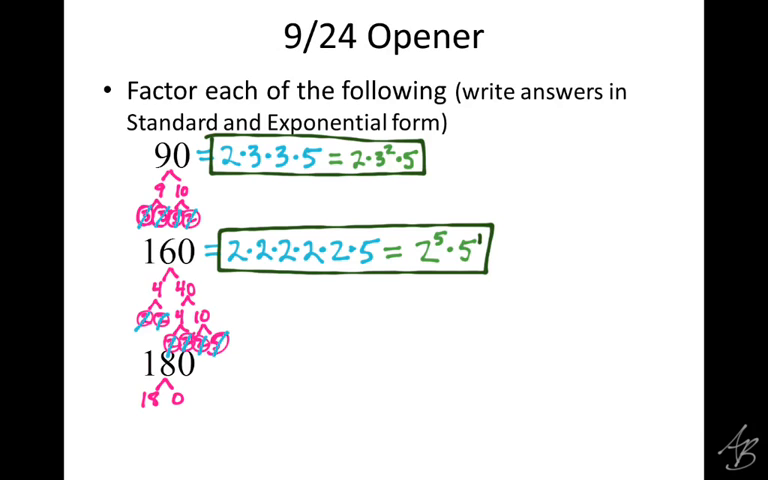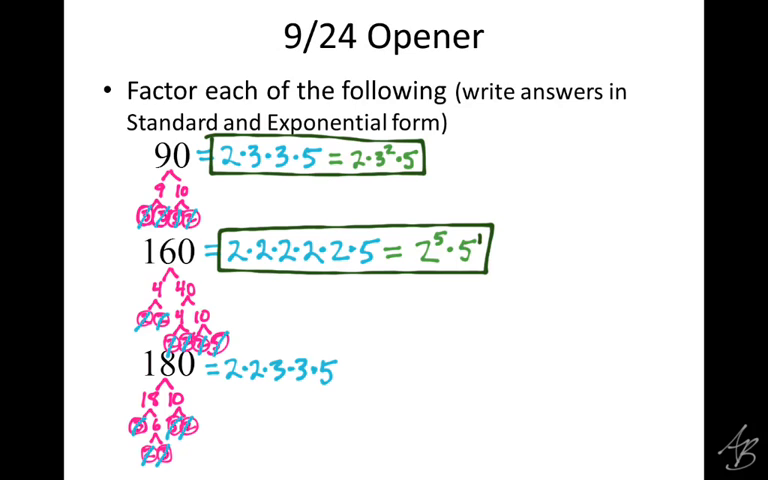Okay, so this one ends in a 0 also, so we can do 18 times 10. And then how about that 18? 3 times 6. The 3 is prime, right? 6 is 2 times 3. And then how about the 10? All right, so what is the standard form going to be? 2, okay. 3 times 3. And then times 5. Okay, good.